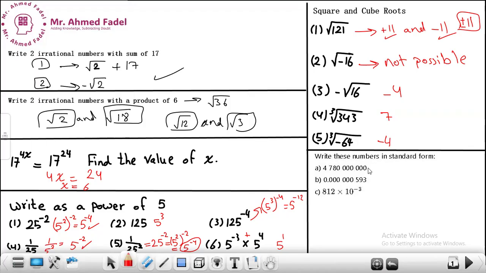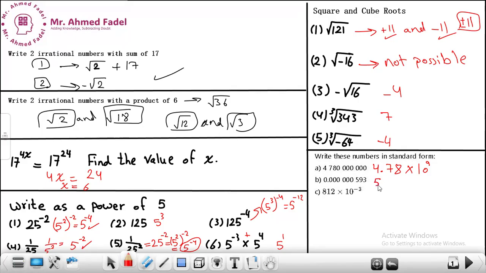Write these numbers in standard form. "Mister, it's going to be 4.78." Yes, exactly, because it must be between 1 and 10, times 10 to the power of, I'm going to go 3, 6, 9, so it is 10 to the power of 9. If you want to make sure you got it right, ask yourself: if I write this in full, in ordinary form, will it give me back this one? Yes, it will.